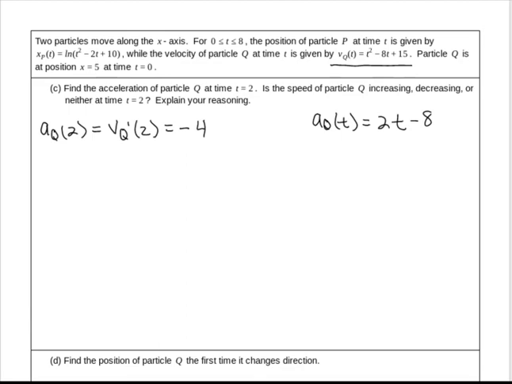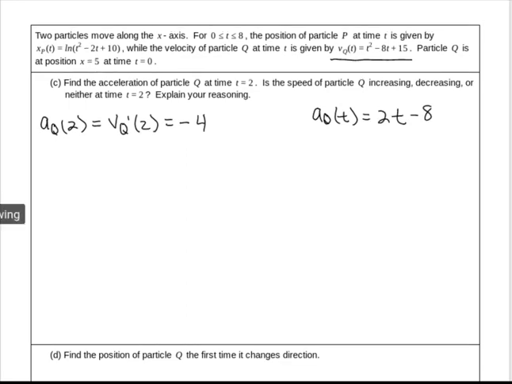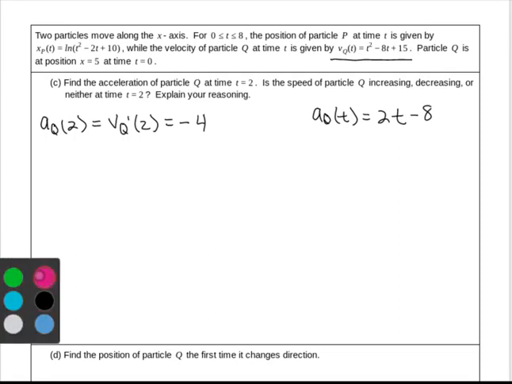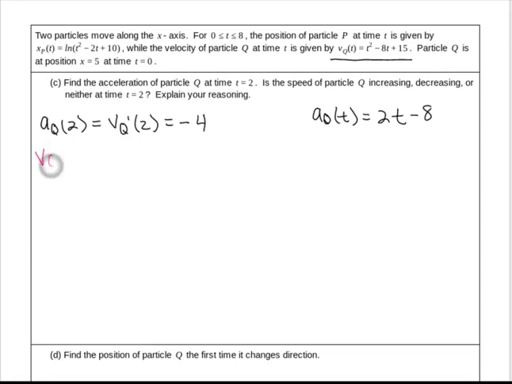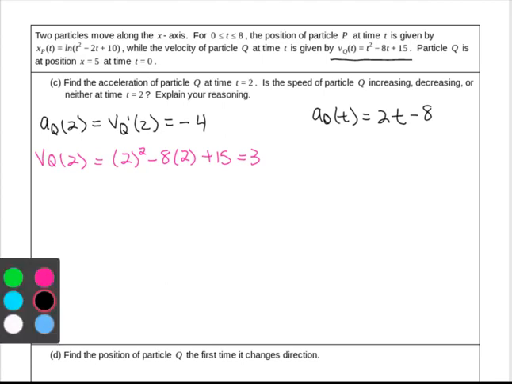And then to determine whether the speed of the particle is increasing, decreasing, or neither, we need to look at the sign on the acceleration and the sign on the velocity function. Let's find the velocity at 2. 2 squared minus 8 times 2 plus 15 gives us 3. So the acceleration at 2 is negative 4, the velocity at 2 is positive 3, so the speed of the particle must be decreasing.